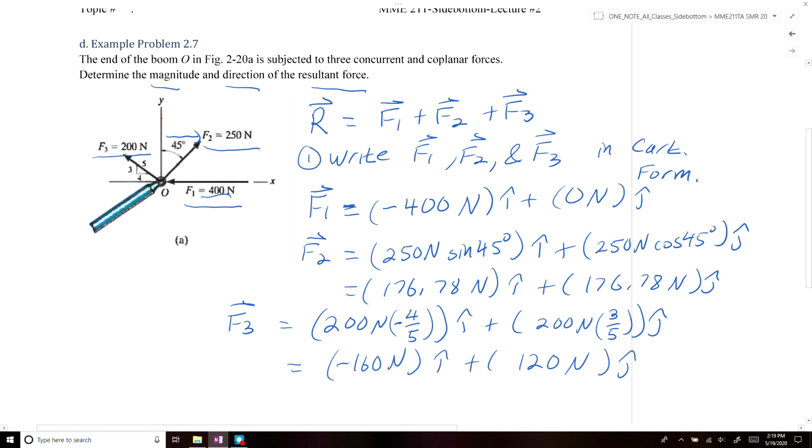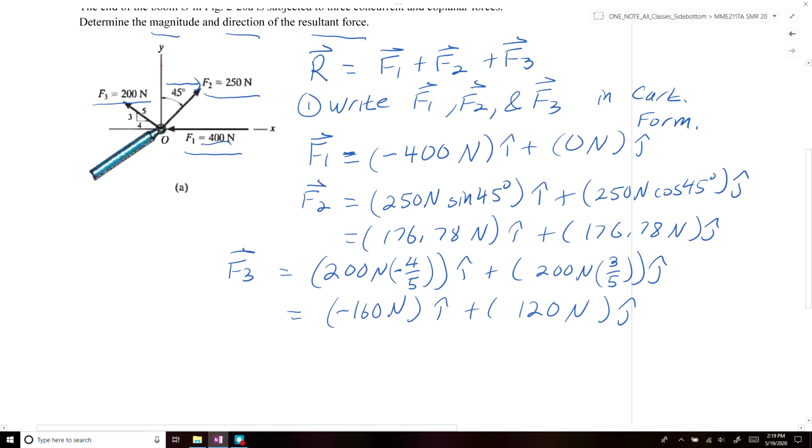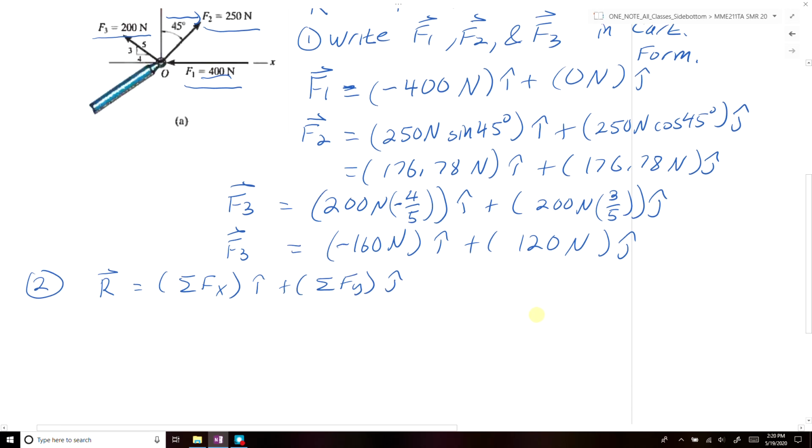Okay, so once we have all of our three forces written in Cartesian form, we can then just sum them all up to find our resultant force. Just recapping, our resultant force is equal to the sum of all the x components times i plus the sum of all the y components times j. So if we sum all of our x components together and all of our y components together, we'll get our resultant vector.